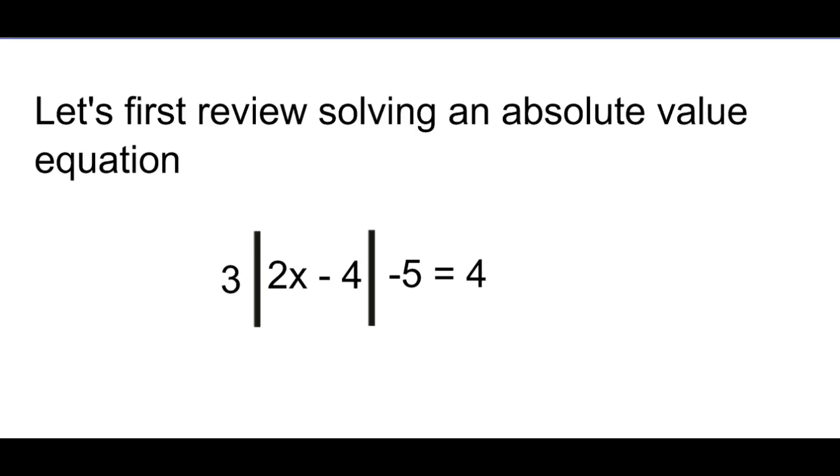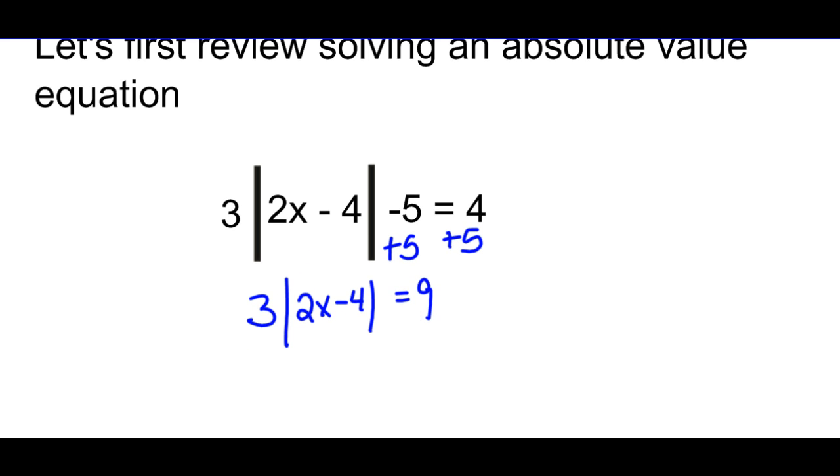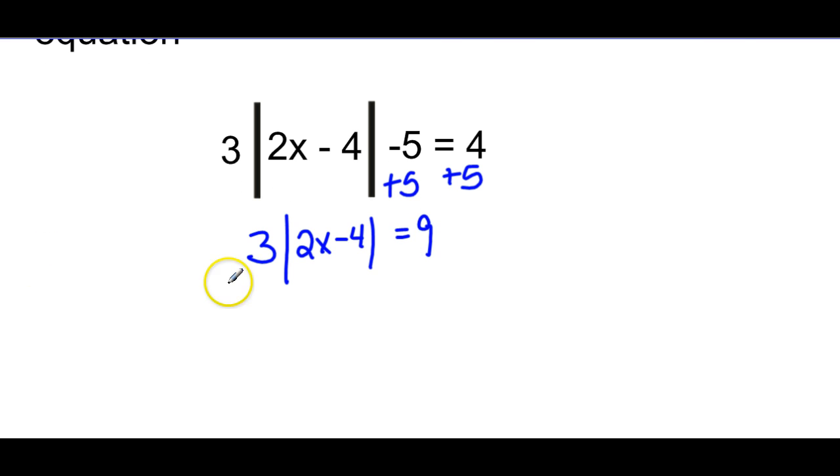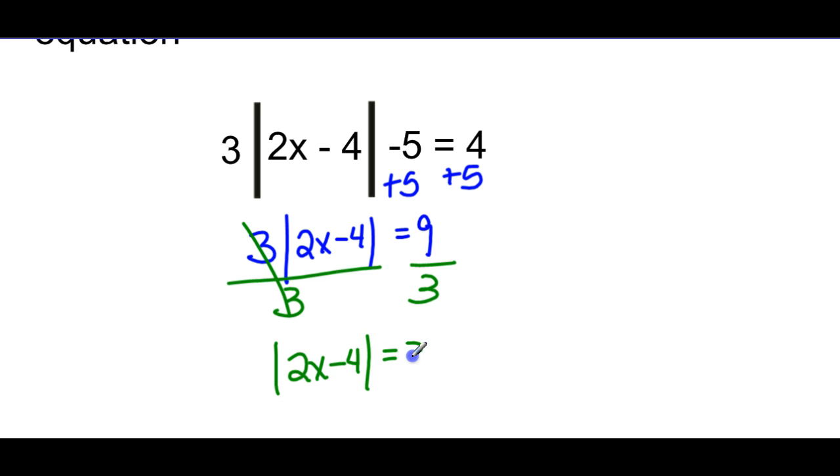The first thing you have to do is isolate the absolute value. So I'm going to start by adding 5 to both sides here. Remember you do the order of operations backwards when you're solving. That gives me 3 times the absolute value of 2x minus 4 is equal to 9. The absolute value is still not isolated, so I'm going to need to divide both sides by 3. Here the 3's cancel out. I'm left with the absolute value of 2x minus 4 is equal to 3.